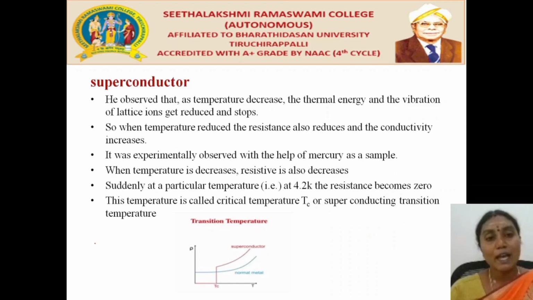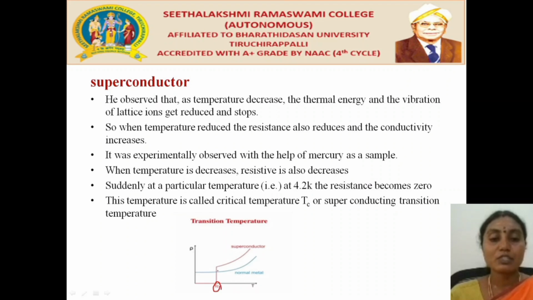Why does resistance not occur in a superconductor? As we discussed earlier, the lattice ions are always in a vibrating state due to thermal energy at room temperature. When the temperature decreases, the thermal energy also decreases and the vibration of the lattice ions reduces and finally stops. So when the temperature is reduced, the resistance also reduces and the conductivity increases. It was experimentally observed using mercury as a sample. The graph shows that as the temperature decreases, the resistivity also decreases. Suddenly, at a particular temperature, that is 4.2 Kelvin, the resistance becomes zero. This temperature is called the critical temperature Tc or superconducting transition temperature.